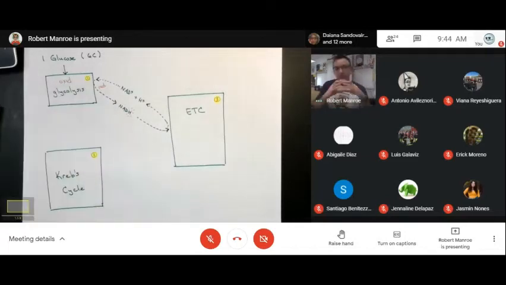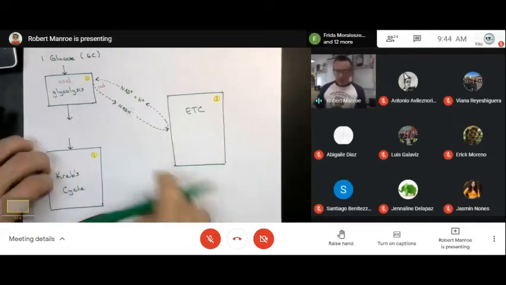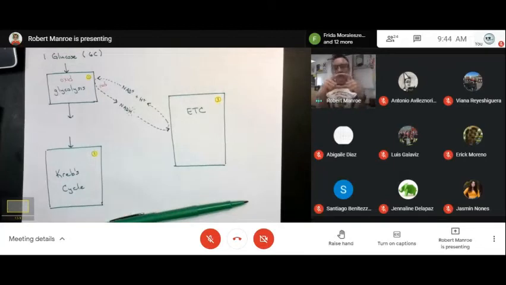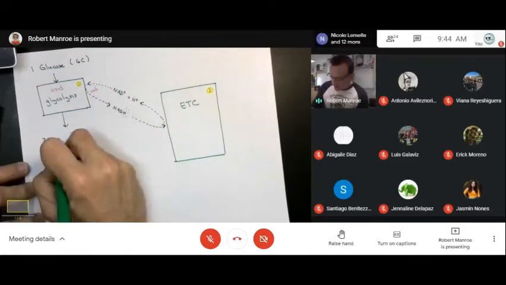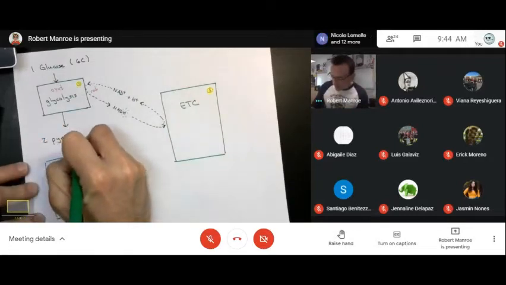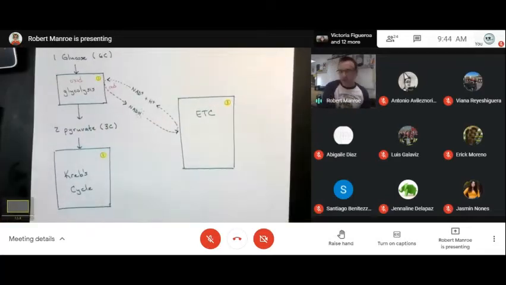So glucose, it's a ring, 6 carbons. You then take that 6 carbon compound and you break it in half. So you go from a 6 carbon ring to 2 3 carbon segments. From 1 glucose, you break this apart and you get 2 3 carbon compounds. This 3 carbon compound is called pyruvate. Again, don't be intimidated by terminology. Just because it's unfamiliar doesn't mean it's difficult. It's just unfamiliar.